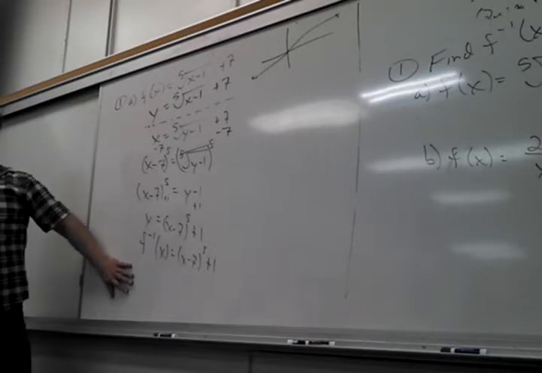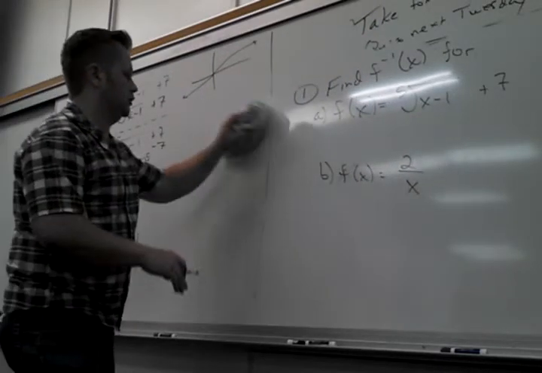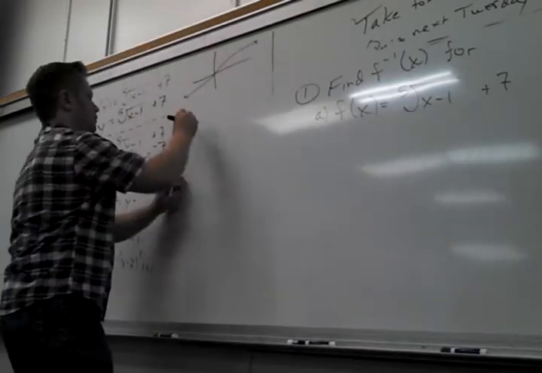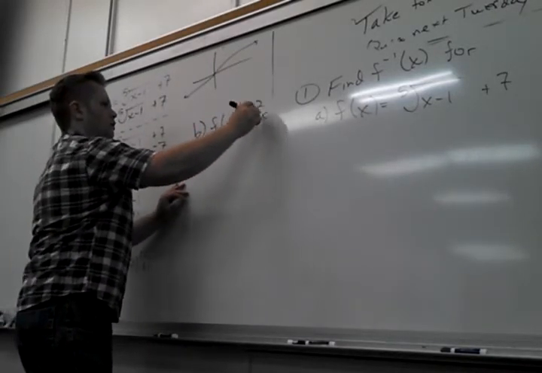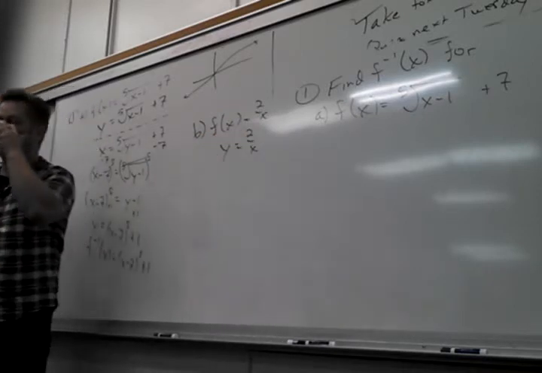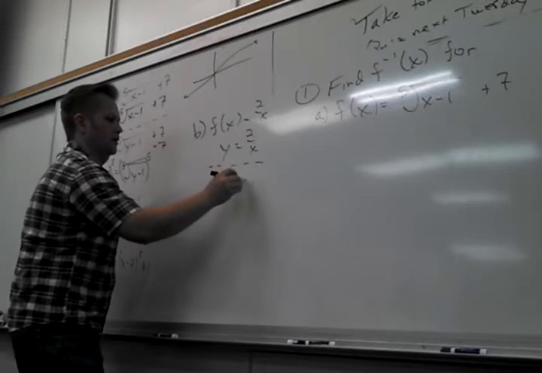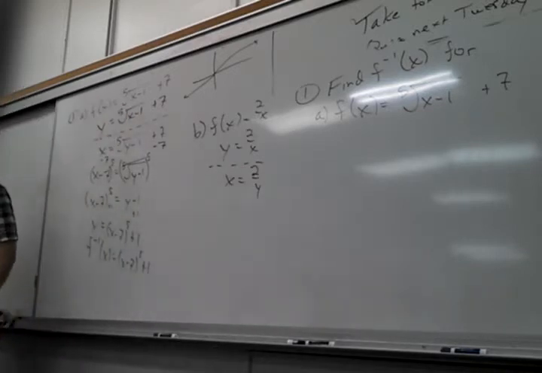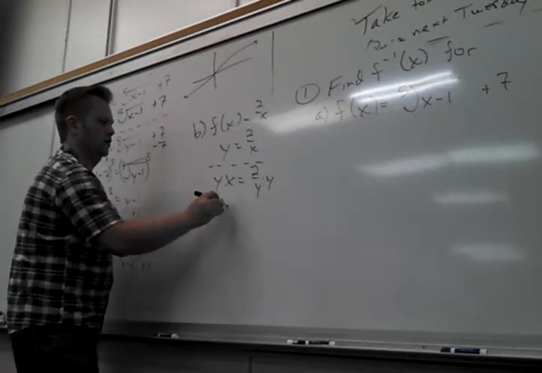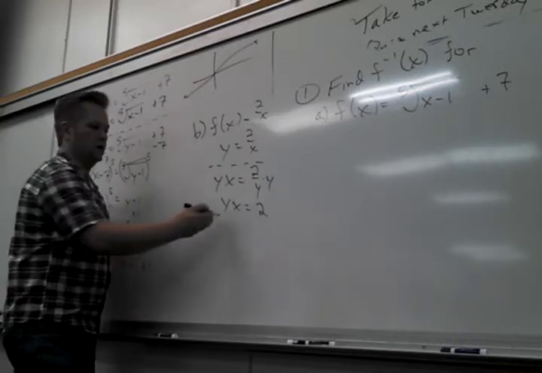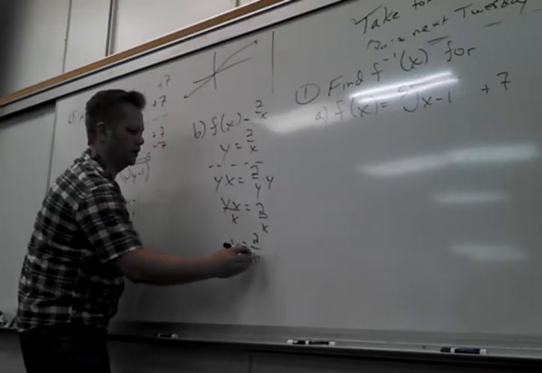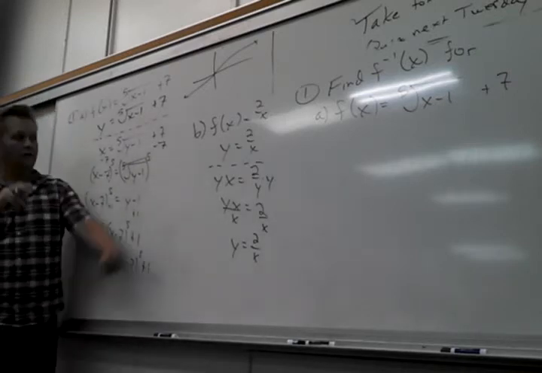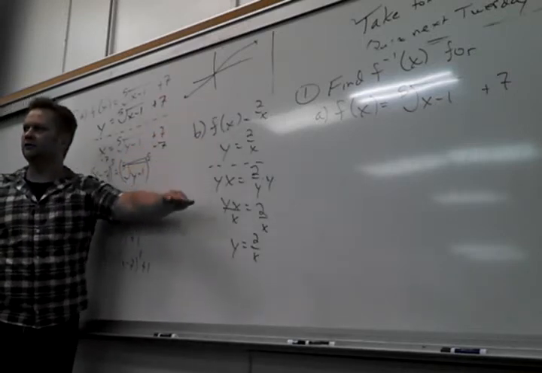So what about part B? Part B gets interesting. It's really short and quick. So bring the y back in. Then I switch x and y. How do we solve for y? You multiply by y. Whenever you're trying to solve for a variable that's on the bottom of something, the first thing you do is you free it up. Multiply by it, so you can free it up. So multiply by y, I get yx equals 2. Divide by x, I get y equals 2 over x. So the inverse of 2 over x is 2 over x.